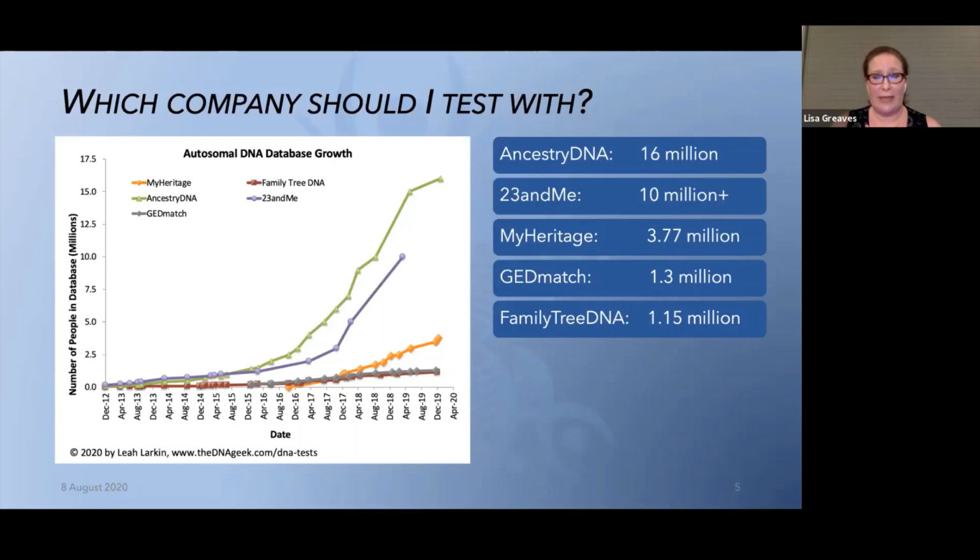For example, if you test with Ancestry, you can upload your raw data file to MyHeritage, GEDmatch, and Family Tree DNA. 23andMe, unfortunately, won't accept an Ancestry file, and vice versa, Ancestry won't accept a 23andMe file. But the other three companies will. And that's what most people do to maximize their DNA matches while not spending a lot of money. I think some of the sites charge you maybe $5 or $10 to upload your data file, but it's not as expensive as taking a separate test.